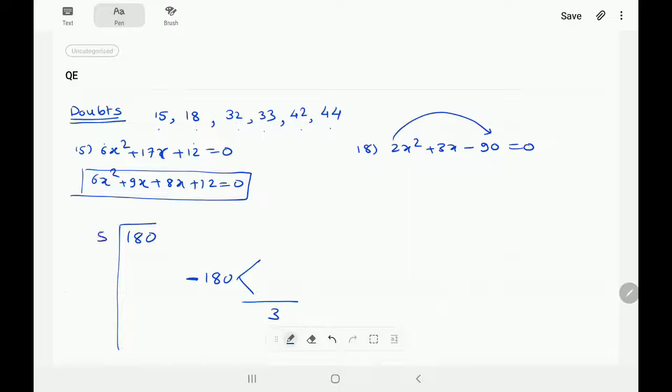180. I'll go with the maximum number 5. 5 threes are 15, 5 sixes are 30, I think. Right. Then 3 ones are 3, 3 twos are 6, 3 fours are 12, and 2 into 2. That's it. The product of all these is going to be equal to 180.